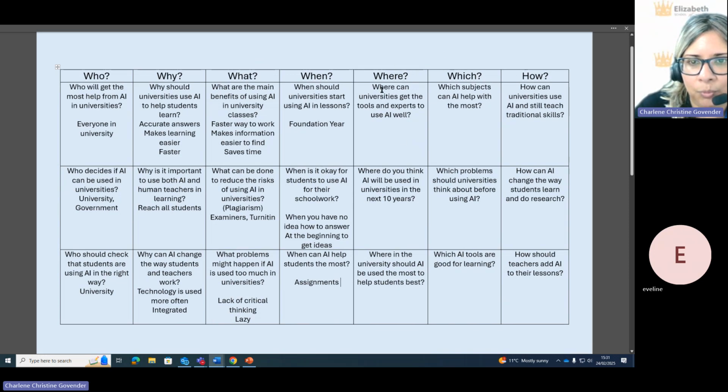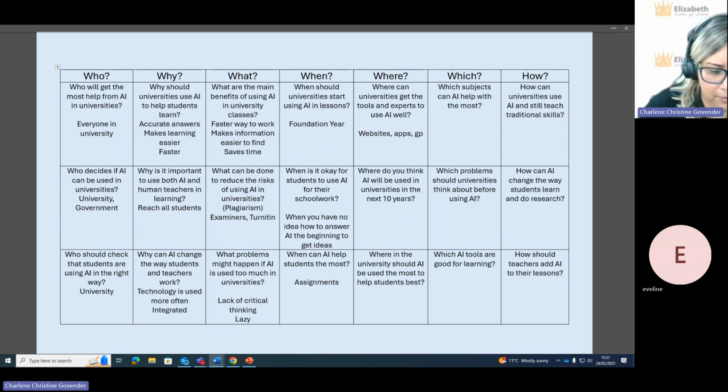So we're looking at where can universities get the tools and experts to use AI well? So where can they go to get really good learning tools where they can use AI? Apps, maybe websites. Websites, apps. Let's add in the government also. Okay.